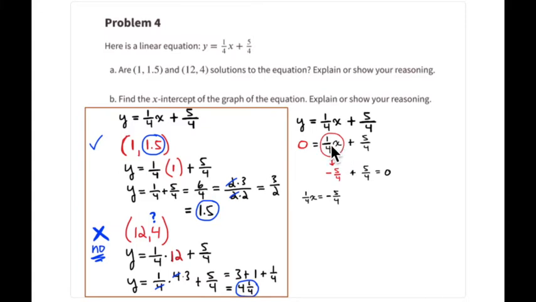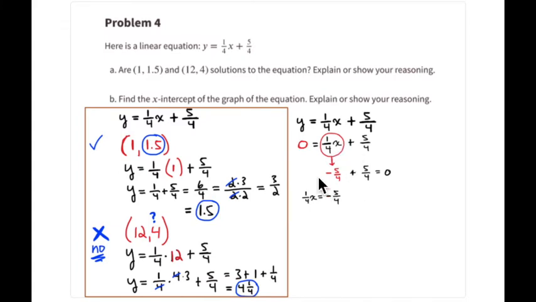So now you have a situation where you have 1/4 of a number plus 5/4. That has to equal 0. When you add them together, that has to equal 0. Well, what number plus 5/4 equals 0? That is the additive inverse. That is a negative 5/4. So this 1/4 x has to equal a negative 5/4, because a negative 5/4 plus 5/4 equals 0. So you can write this equation, 1/4 x equals a negative 5/4.